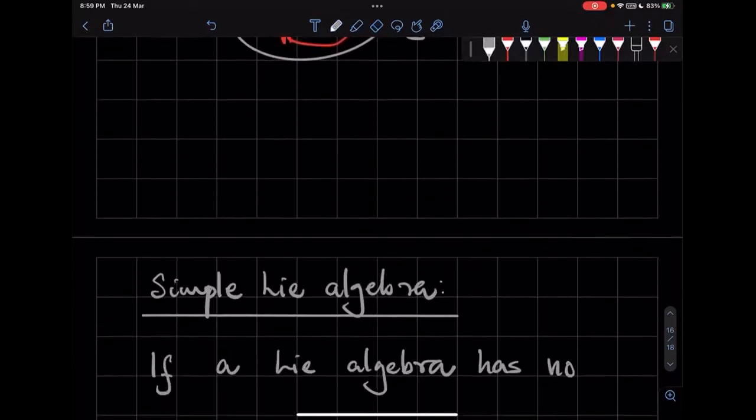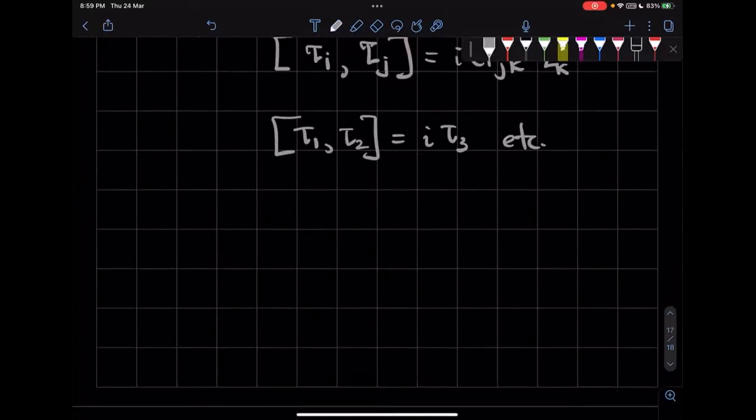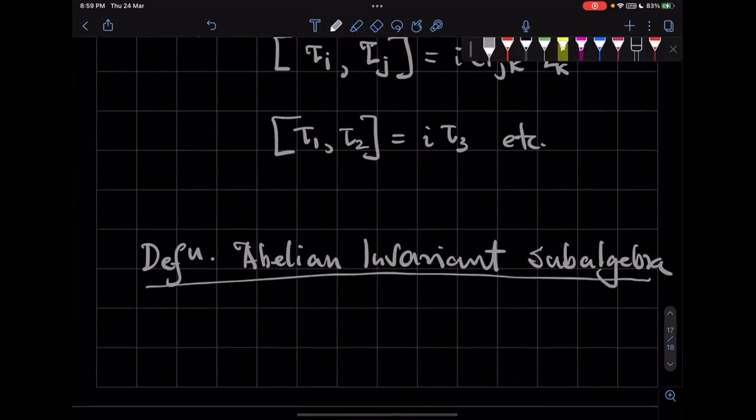So SU2 is a simple Lie algebra. So let's define another important concept. Now we know what an invariant subalgebra is, but we will also need an abelian invariant subalgebra. And when we do more examples, we shall see cases of these things. Okay.